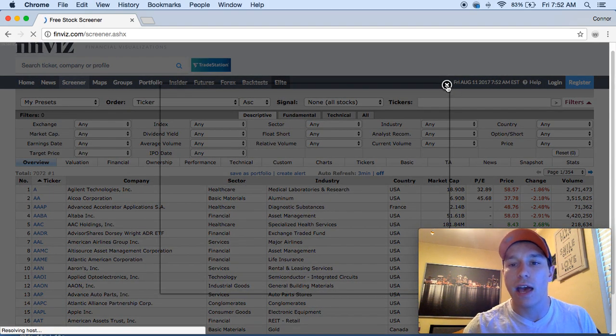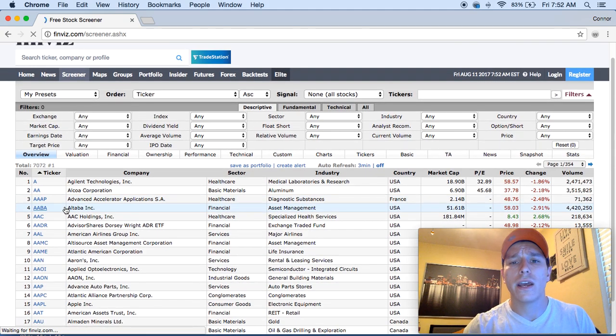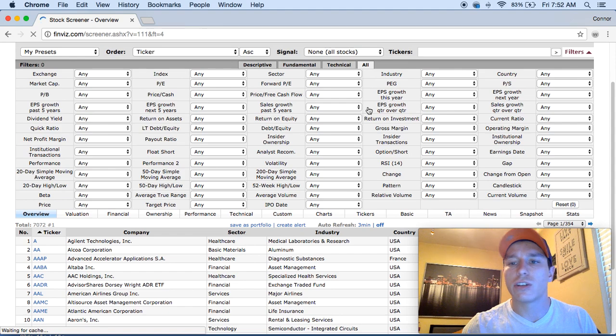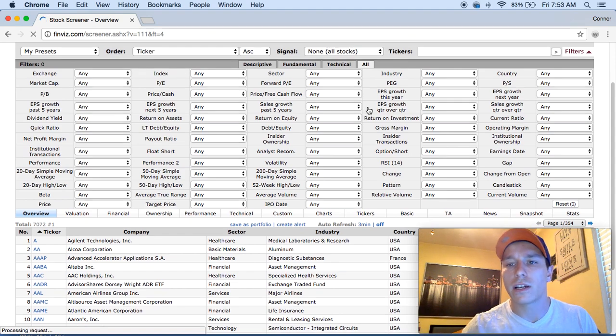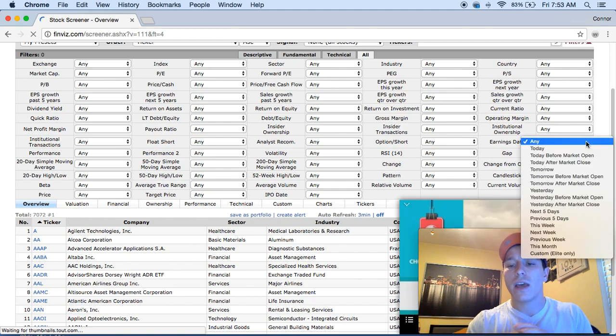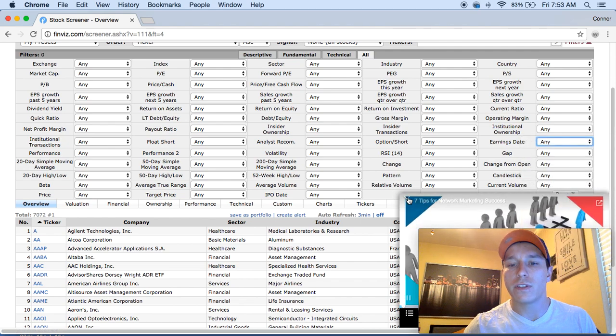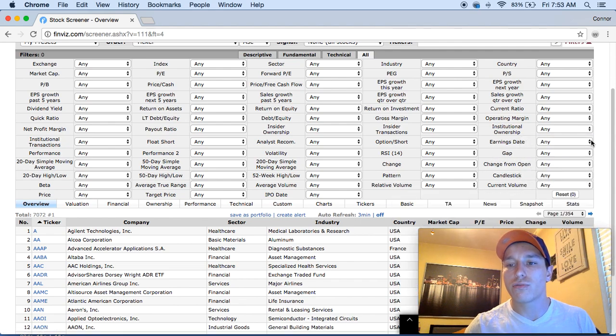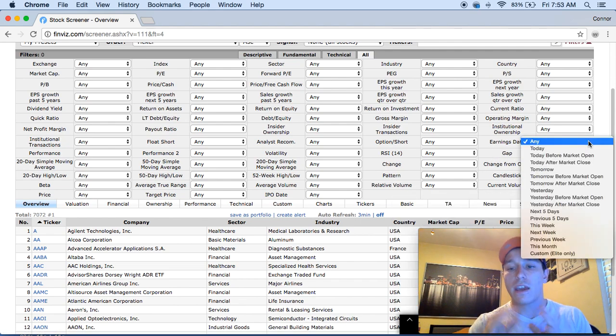All right, let's get this ad out of here. All right, so from here, I'm just going to go ahead and click all and bring up every single possible scan criteria that I could enter. All right, so over here, if you follow my cursor, you will see earnings date. People don't understand the power of FinViz, okay? FinViz is incredibly sophisticated for being a free stock scanner online, all right?